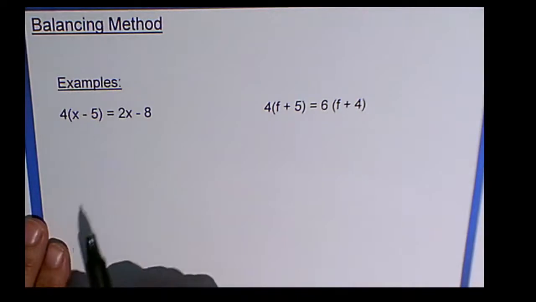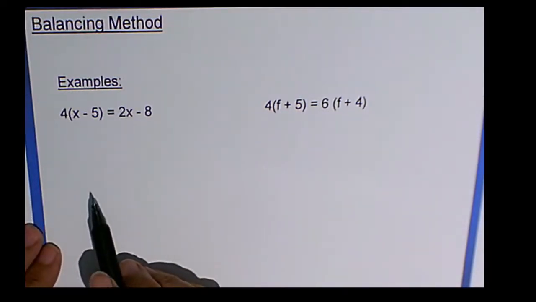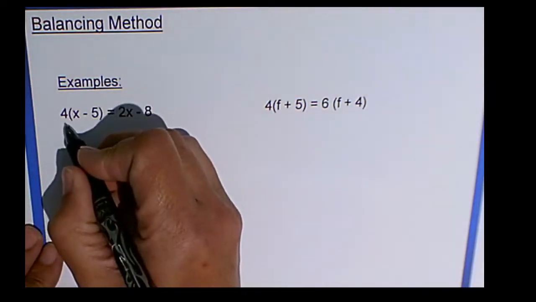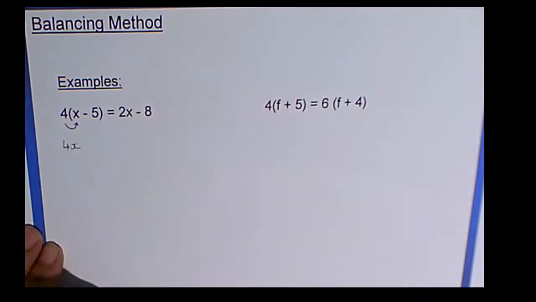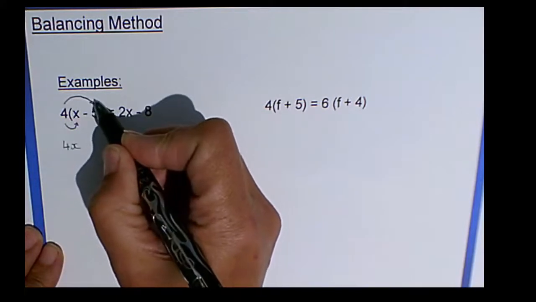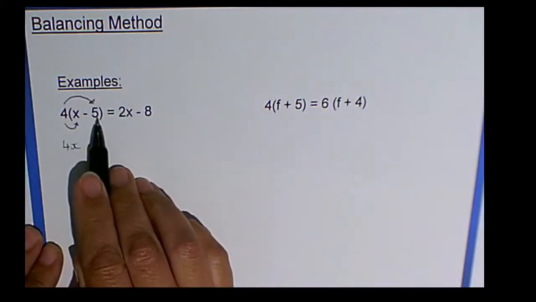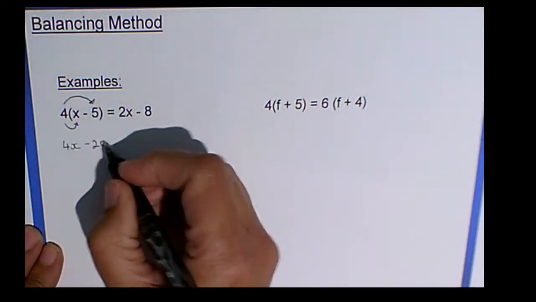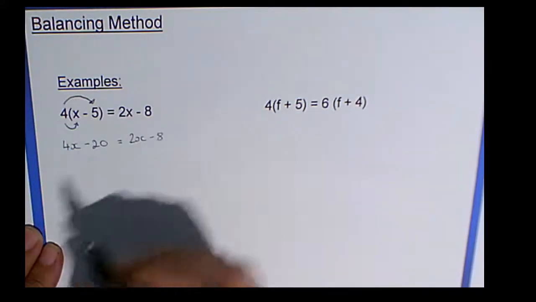Okay, so with these, our first step is to multiply out the brackets. So remember, when multiplying out the brackets, we multiply the term outside by the first term. So 4 times x is 4x. And we then go back and multiply the term outside the bracket by the second term. Now our second term is minus 5. 4 times minus 5 is minus 20. And that's equal to our 2x minus 8.